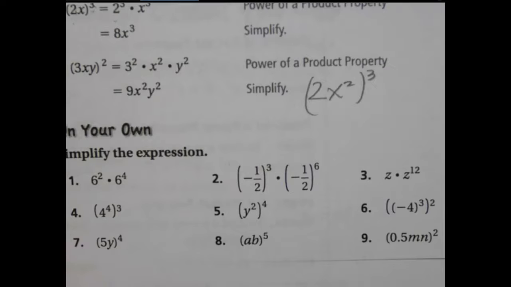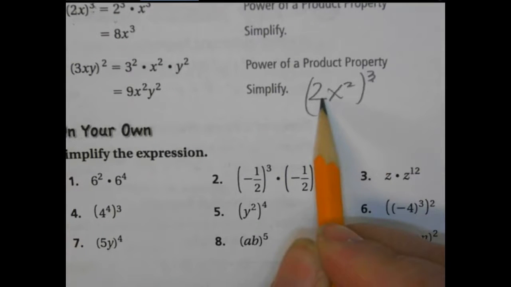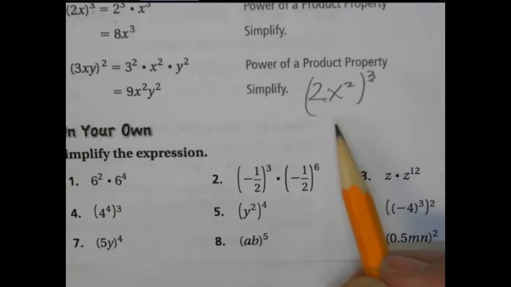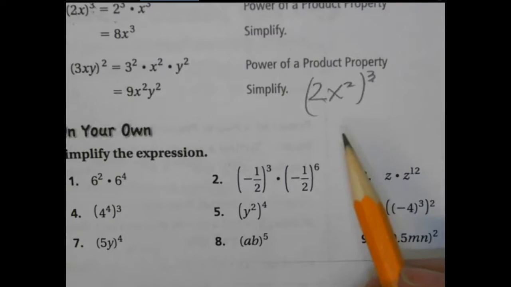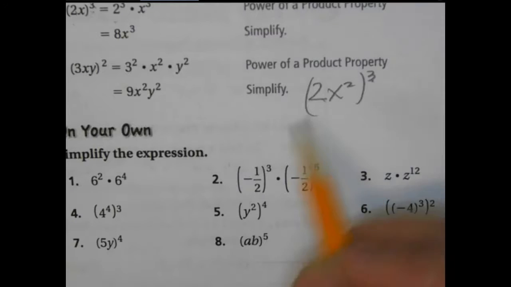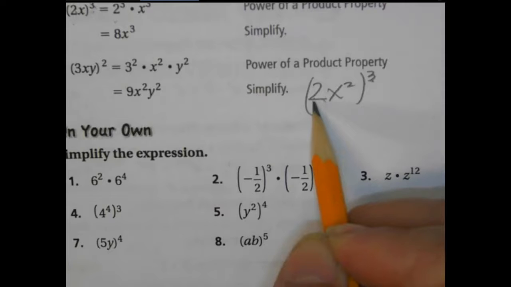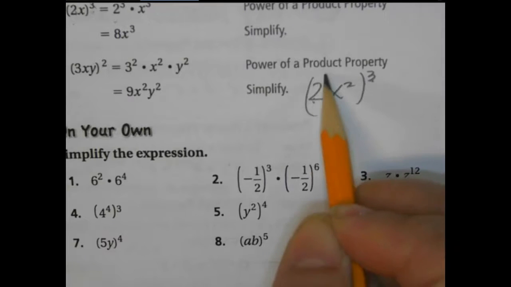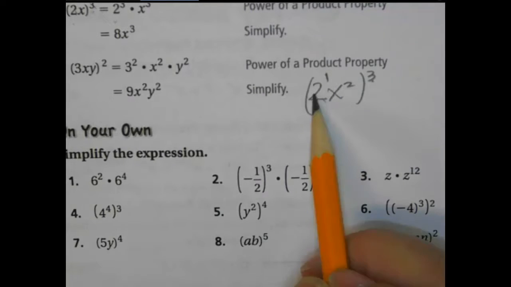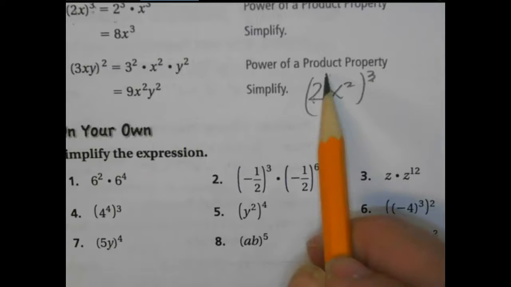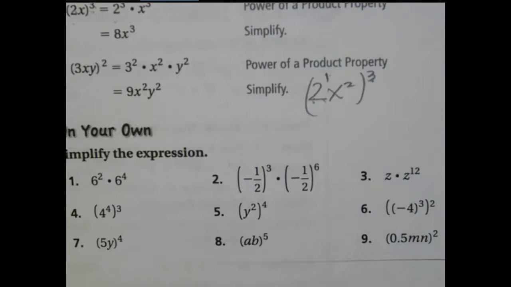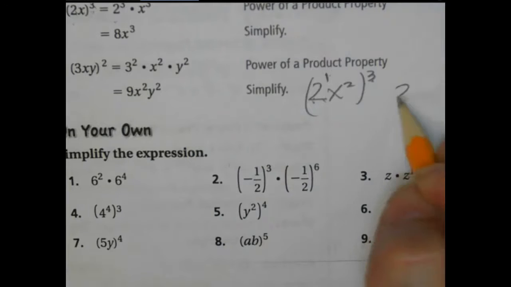How do I solve that? Does this 3 go to the 2? No? What's the exponent for this 2? It's 1, right? So what is 1 times 3? So it's going to be 2 cubed, right?